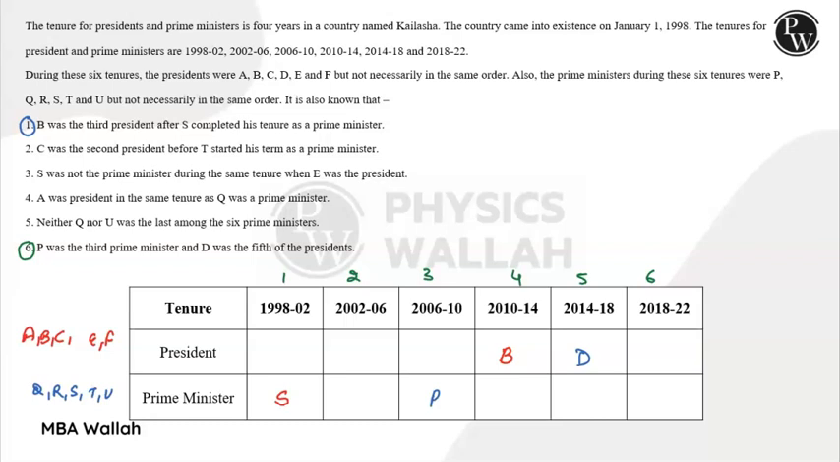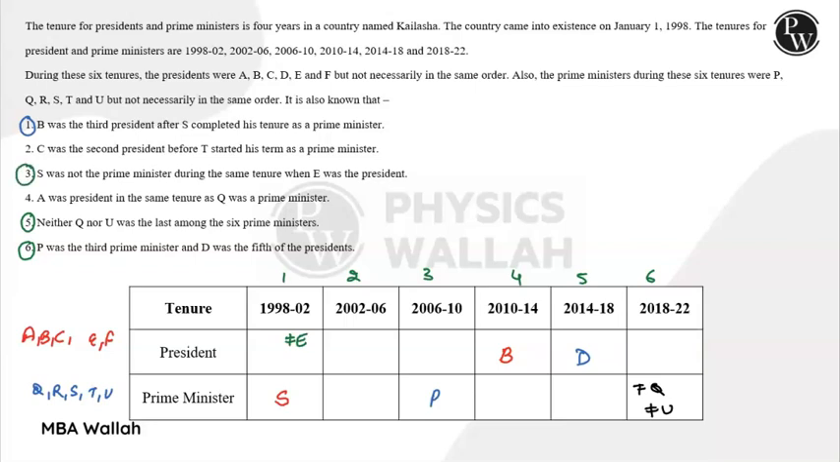Next it says that C was the second president before T started his term as prime minister. We will come to this. Now the next useful information is the fifth one. It says neither Q nor U was the last among the six prime ministers. Next it says S was not the prime minister during the same tenure when E was the president. So we can say E is not the first president.